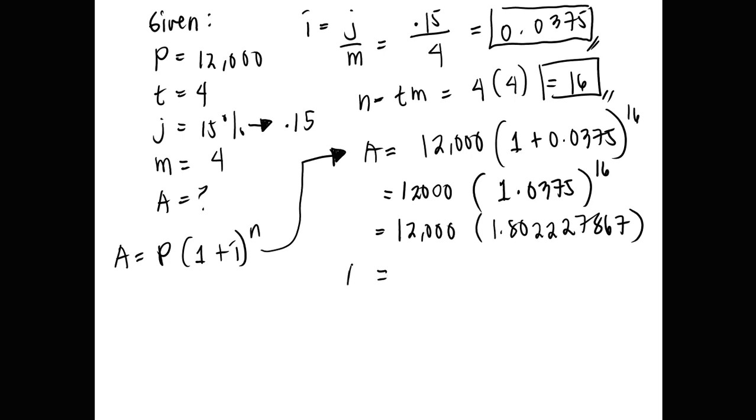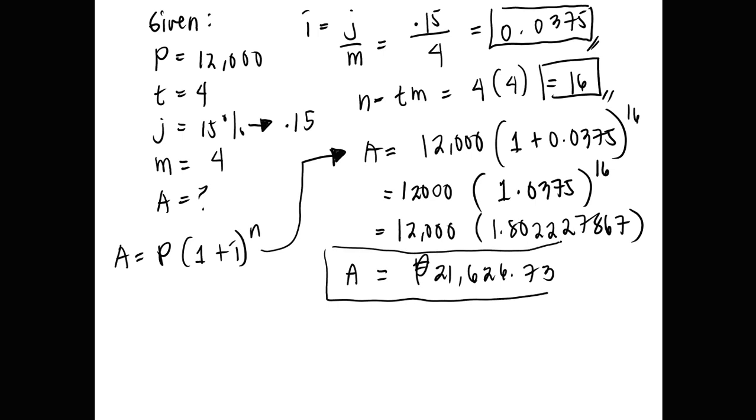12,000 pesos. So, 12,000 times 1.802227867, the answer is 21,626 pesos and 73 centavos. And that will be the future value.